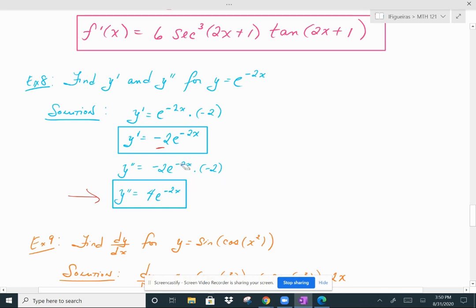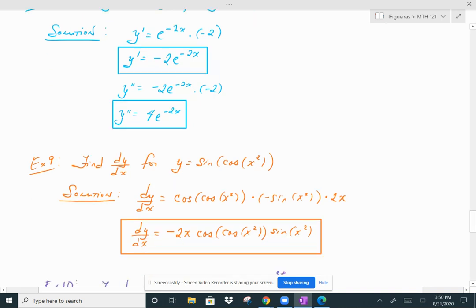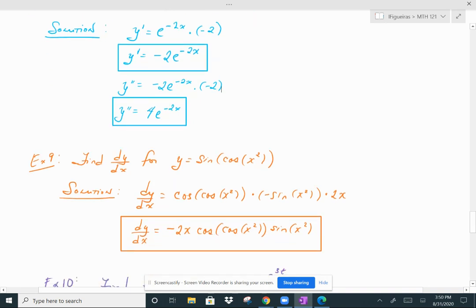Okay, so let's do another one. There's lots of examples we can do for chain rule. Here's another example of a composite function that has an outer, a middle, and an inner function. Outer function is sine, middle is cosine, innermost function is x squared. So we remember we work from the outside towards the inside.